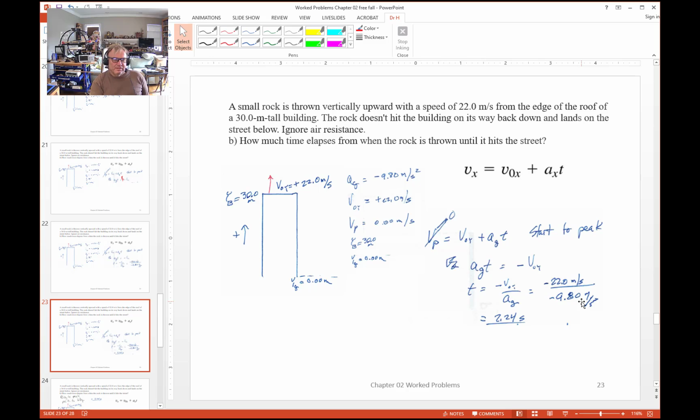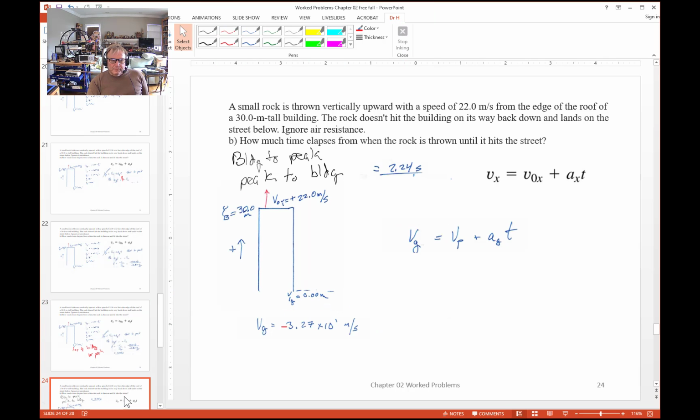2.24 seconds to go from the top of the building, and it's going upwards to its peak, where it turns around and starts falling. And so building to peak, peak to building, because we need to know what's the total time.